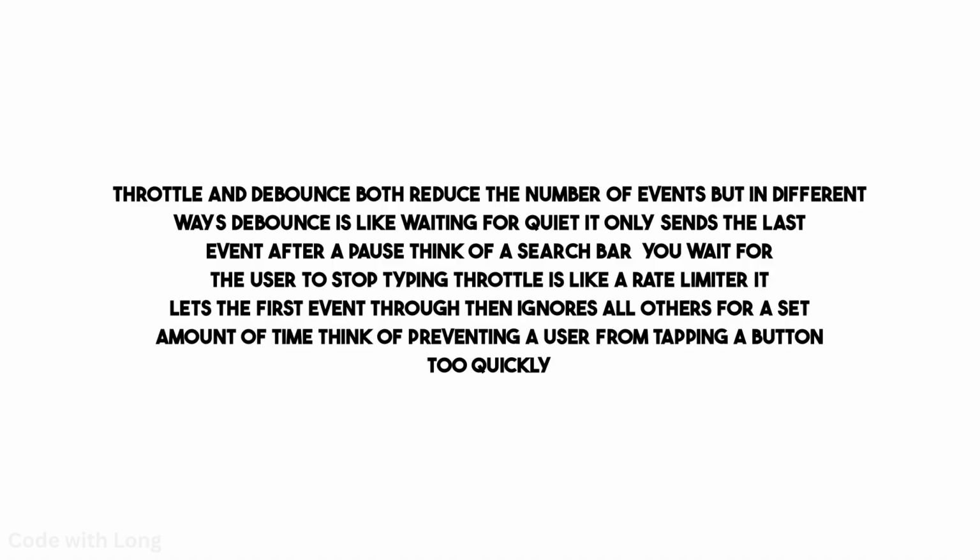Throttle and debounce both reduce the number of events, but in different ways. Debounce is like waiting for quiet. It only sends the last event after a pause. Think of a search bar. You wait for the user to stop typing. Throttle is like a rate limiter. It lets the first event through, then ignores all others for a set amount of time. Think of preventing a user from tapping a button too quickly.